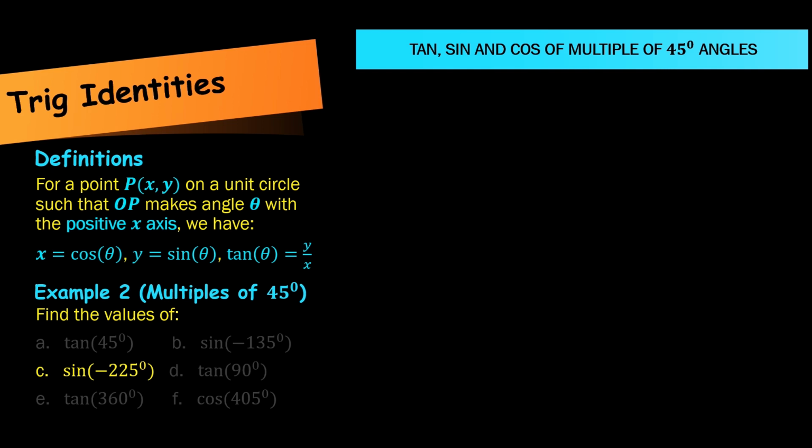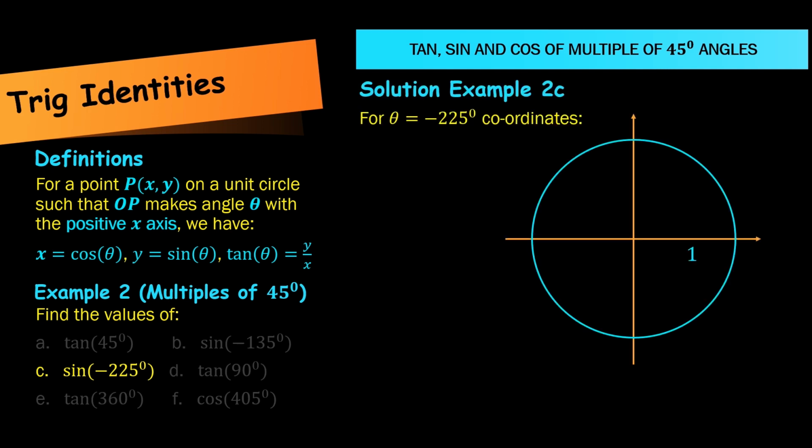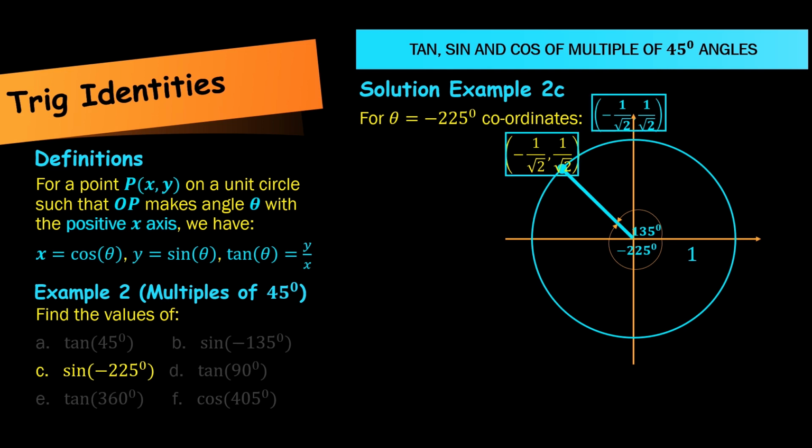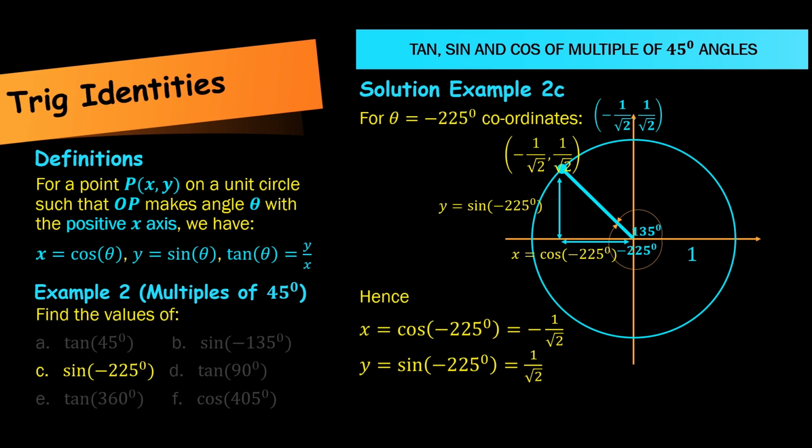Now let's take a look at sine minus 225 degrees. Again, we have a similar idea. Here's the angle, and here are the coordinates. And here's the positive angle. Therefore, we have x equals cos minus 225 degrees equals minus 1 over root 2. And y equals sine minus 225 degrees equals plus 1 over root 2.